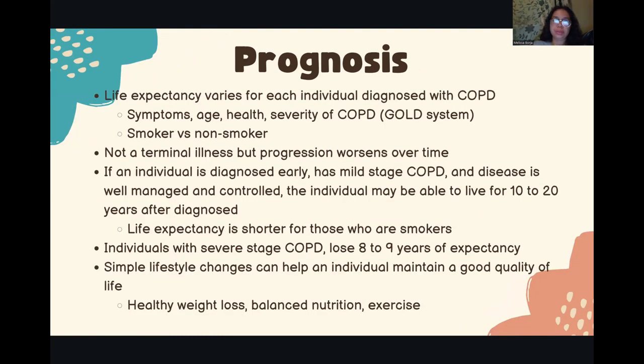For prognosis of COPD, life expectancy varies with each individual diagnosed with COPD. It depends on their symptoms, age, health, severity of COPD, and if they're a smoker or a non-smoker. COPD is not a terminal illness, but progression worsens over time. If an individual is diagnosed early, has mild stage COPD, and the disease is well managed and controlled, the individual may be able to live for 10 to 20 years after being diagnosed.